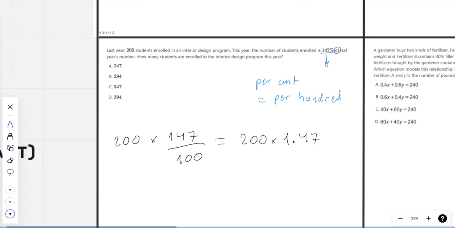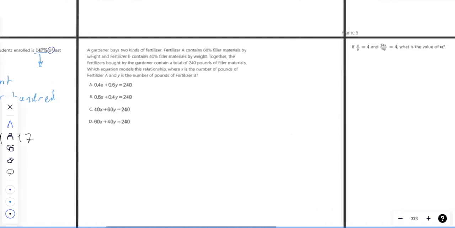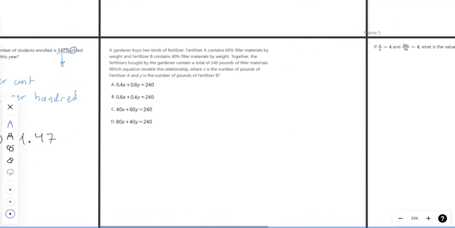What is that going to be? I need a calculator, or I can do it in my head. So 200 times 1.5 would be 300, so approximately that's going to be 294. Yep. Not too bad. What have we got next? Some of these math questions are not too bad. You just have to figure out how to answer them.